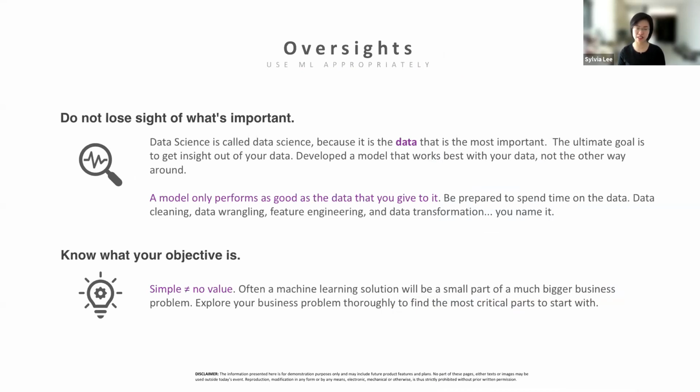When you get started with data science, something we've learned in the past is that people lose sight of what's important. The data is the most important part. You're trying to get insight out of the data. So when you do data science, you want to make a model that works best for your data and not the other way around. So don't get distracted with all these exciting machine learning models, but identify what's going to be best for your data.